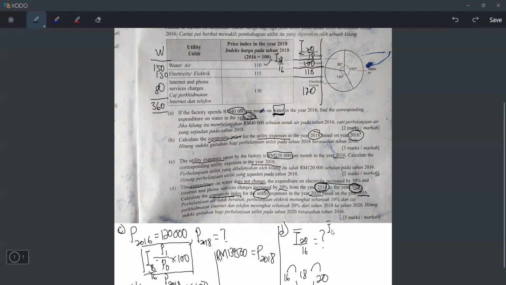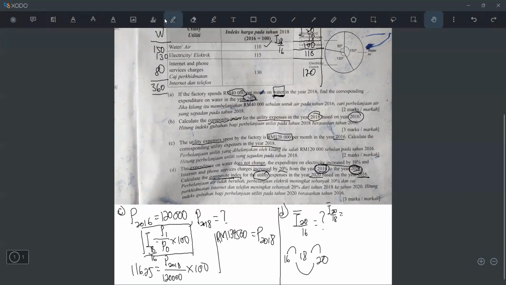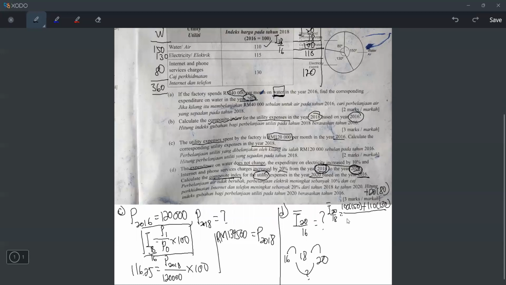I dash of 20 over 18 equals to, because I'm finding the bottom part, right? So if I want to find the bottom here, I need to have this and this. But now I don't have, so I need to find first 20 over 18. So 100 times 150, and then plus 110 times 130. And the last one, 120 times 80, over the total weightage, 360, right? So when I press this, I'll get something over 360.